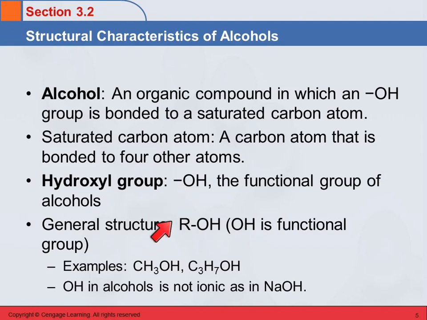So the general structure is R-OH, where R could be any alkyl type group with an OH on it. So examples are CH3OH, C3H7OH, etc. It's important to note that the OH in alcohols is not ionic. This is not hydroxide ion. It's a hydroxyl group. Hydroxide ion is OH minus, that has a negative charge and is an ion. The hydroxyl group is covalently bonded to something and doesn't have an overall charge.